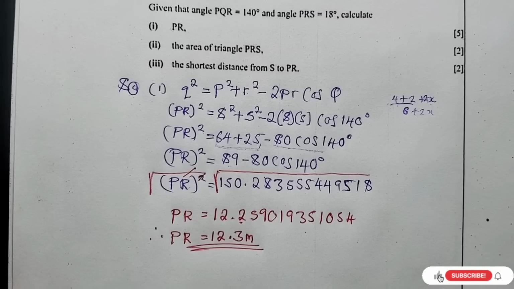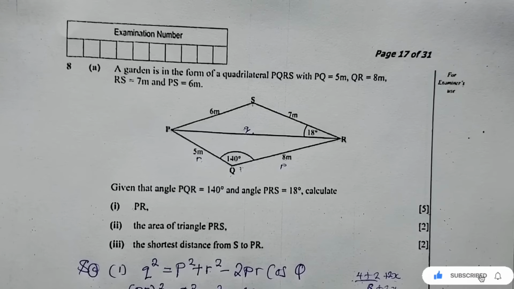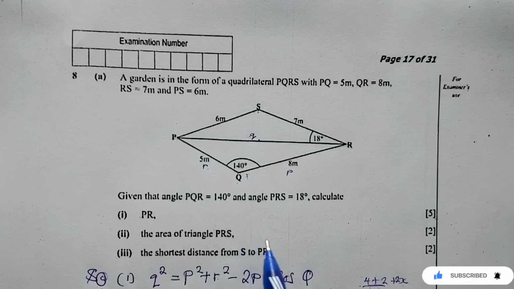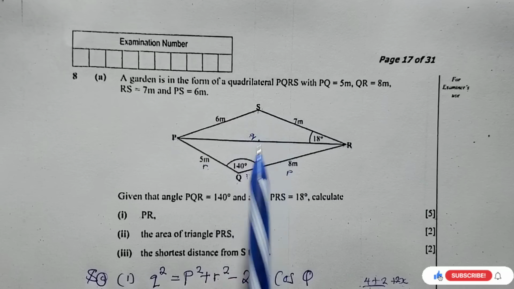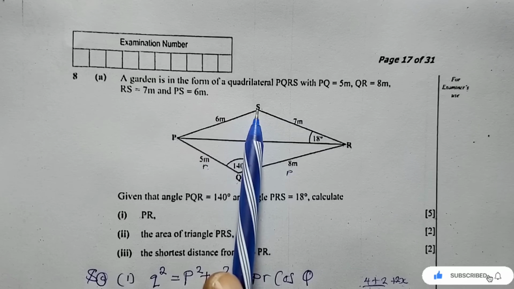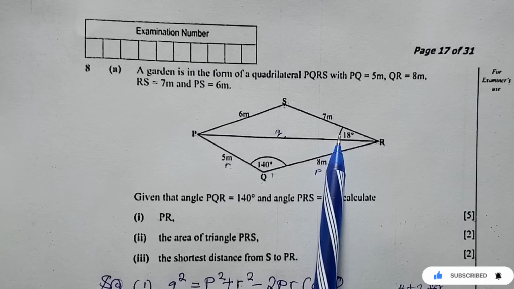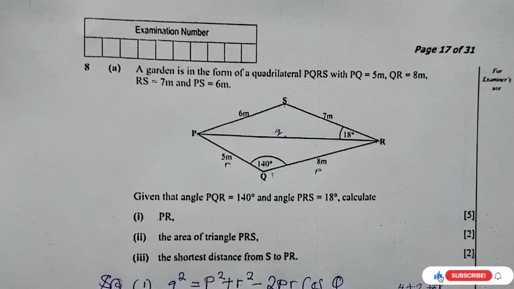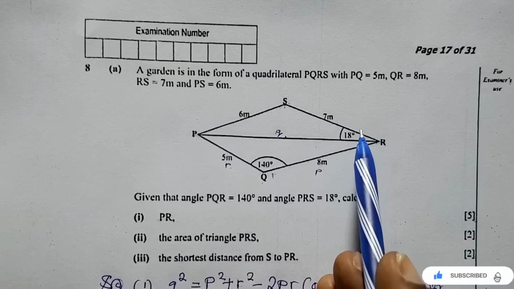Number 2, we are asked to find the area. Let's go to the question. We are asked to find the area of triangle PRS. You are asked to find the area of a different triangle. So finding the area of a triangle, you need two sides. Now listen very well, I want you to understand. To find the area of this one, we're going to use this angle.